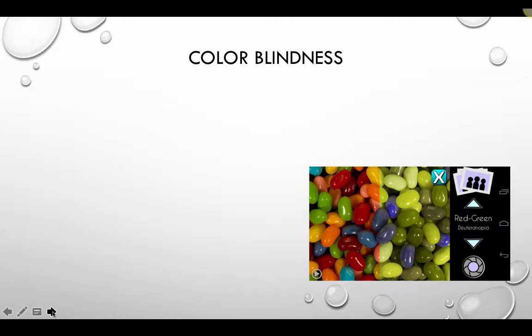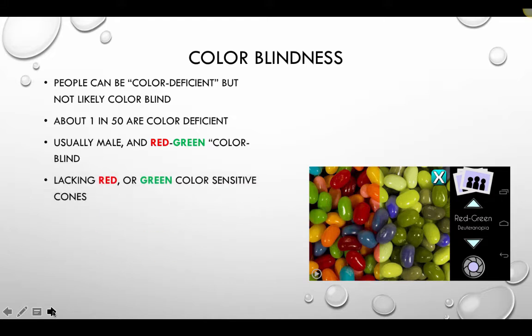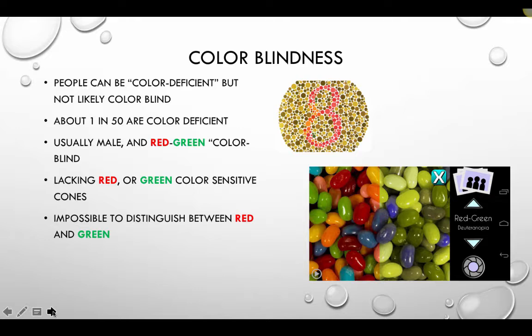What about the inability to see color? Does that really exist? Well, people can be color deficient, but they're not likely color blind, which means they have limited color vision. About 1 in 50 people are color deficient, and they tend to be male, and they tend to be red-green colorblind, which means they're lacking either red or green color-sensitive cones, or could be both. And it's virtually impossible for them to distinguish between reds and greens because they're going to look the same. Now, how do we test this?